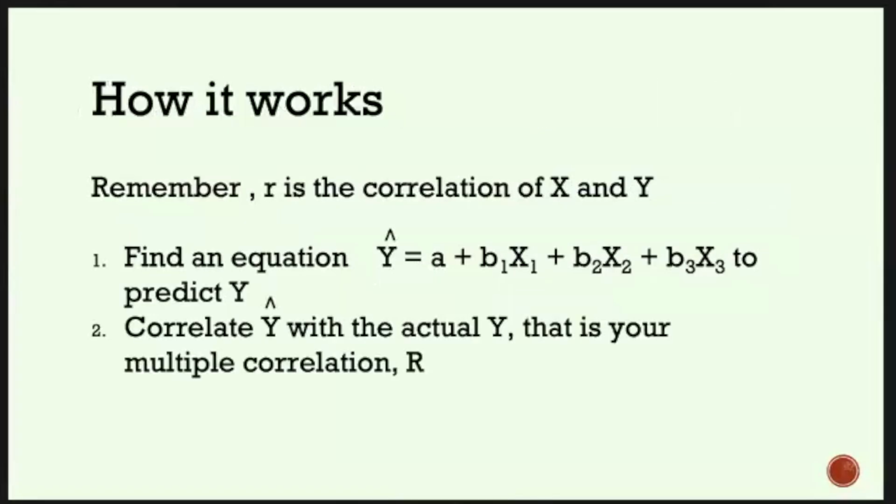So here's how it works. Now remember, r is the correlation of x and y. So we predict y from x and we find the correlation. In multiple regression, you get an equation for y hat, the predicted y. So the predicted y is a plus b1 times x1. So there's a regression coefficient times the first predictor, plus b2 x2 plus b3 x3, for however many x's you have to predict y. So you get a predicted y, and then you correlate that predicted y with the actual y. And that is your multiple correlation, which is shown as a capital R.